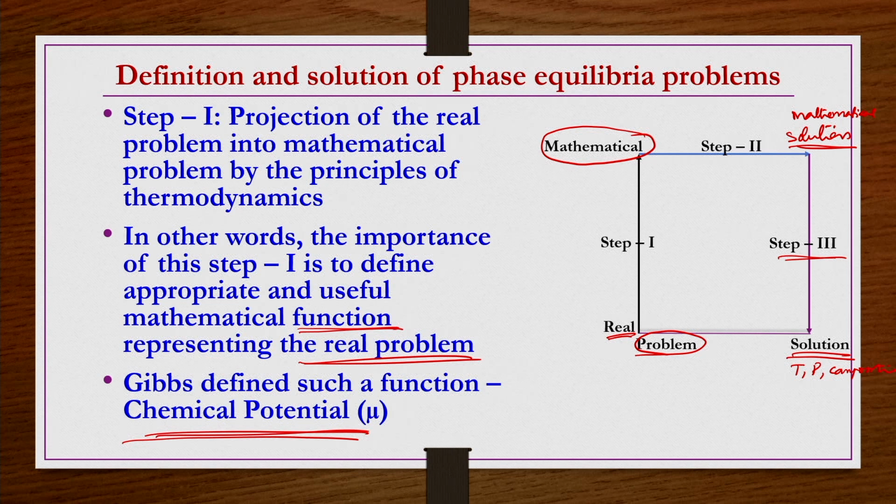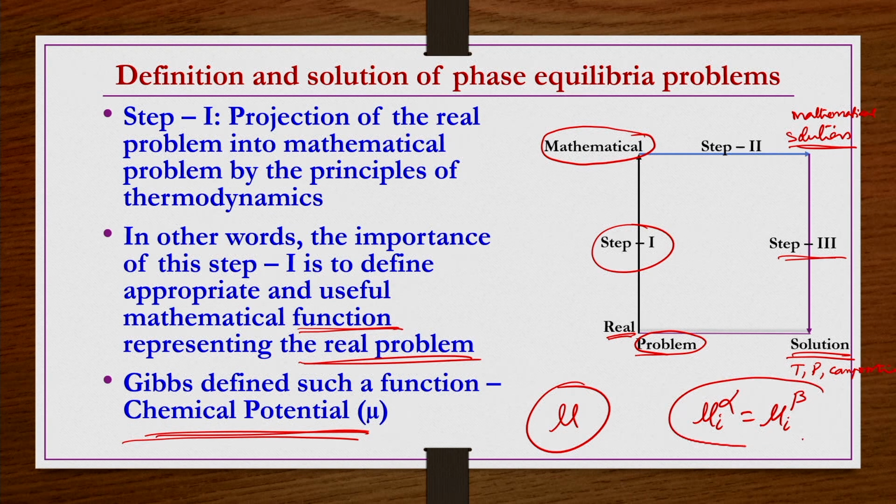Now, surprisingly what you have to see here, in step 1, the mathematical function is chemical potential, right. And then we have to find a solution for this mathematical function, and the solution we have already found, it is already known through the phase equilibrium problem or the chemical potential. When we describe the chemical potential, we have seen the chemical potential of component i has to be the same in all coexisting phases. So, that is the solution, mu i alpha is equal to mu i beta, like that.